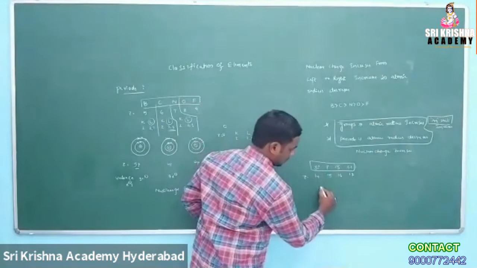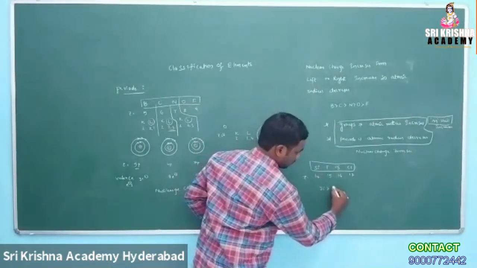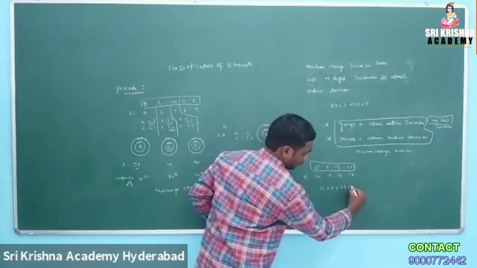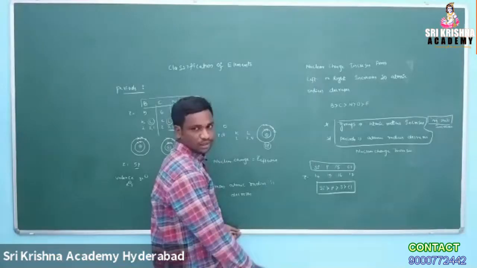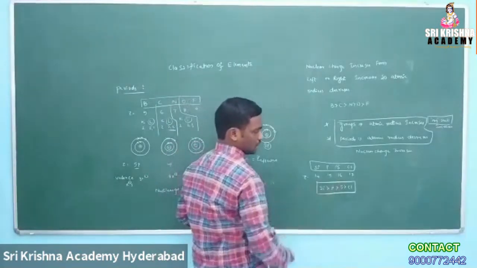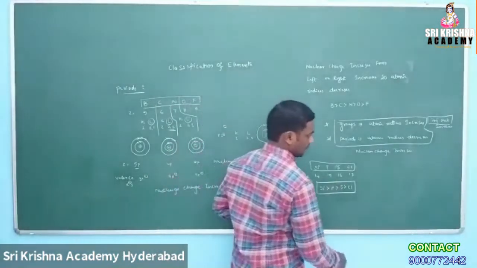So which one has the larger size? Silicon is the larger size. Next phosphorus, next sulfur, then chlorine. This is the decreasing order of atomic radius.